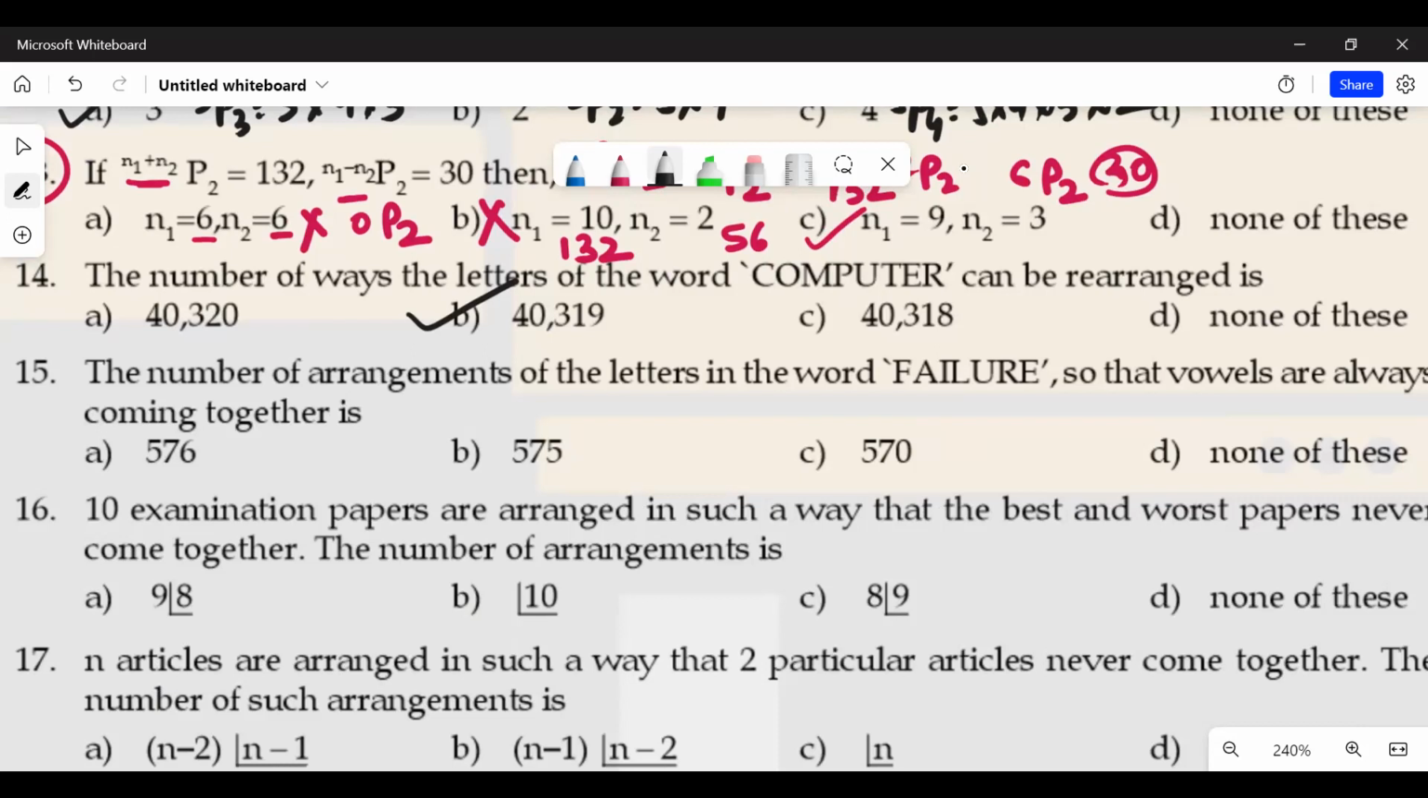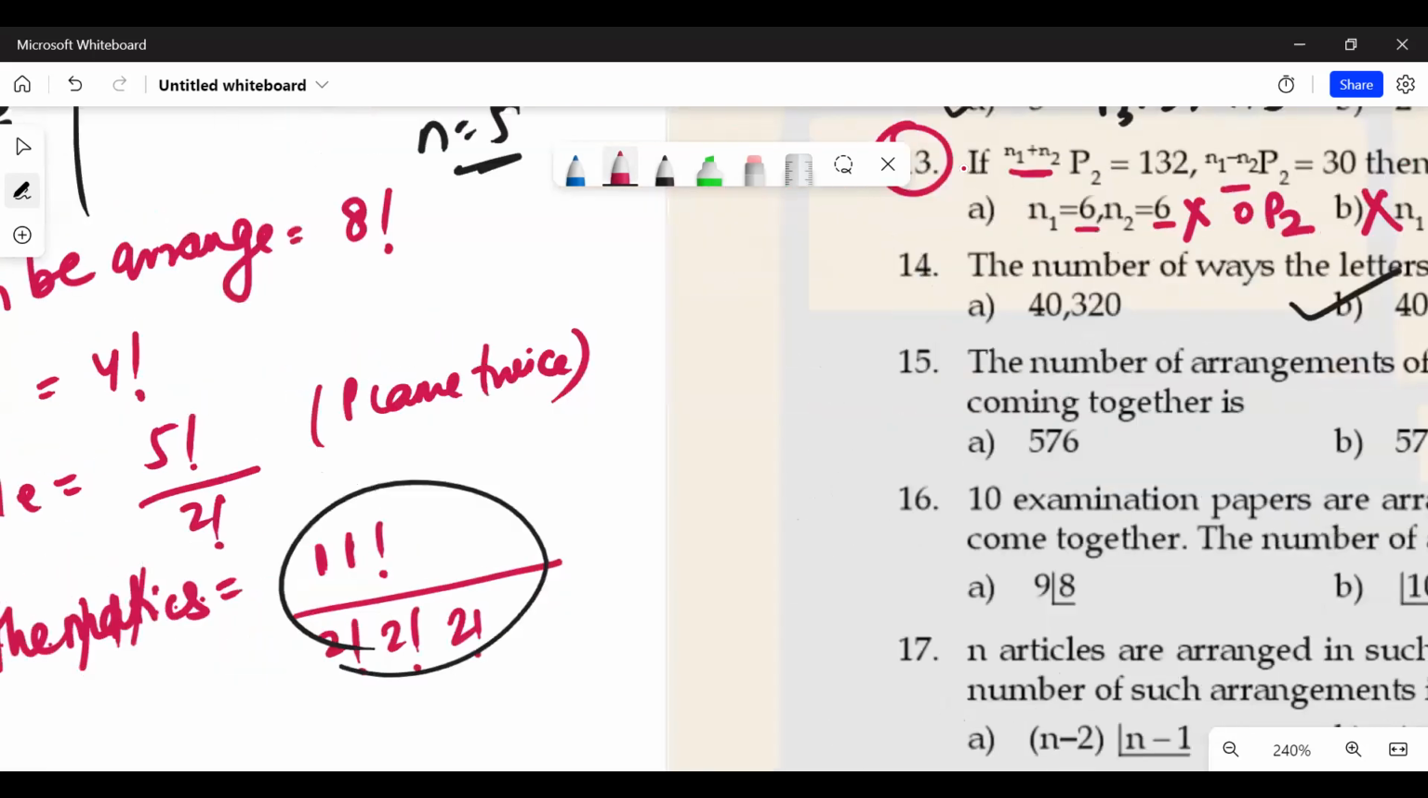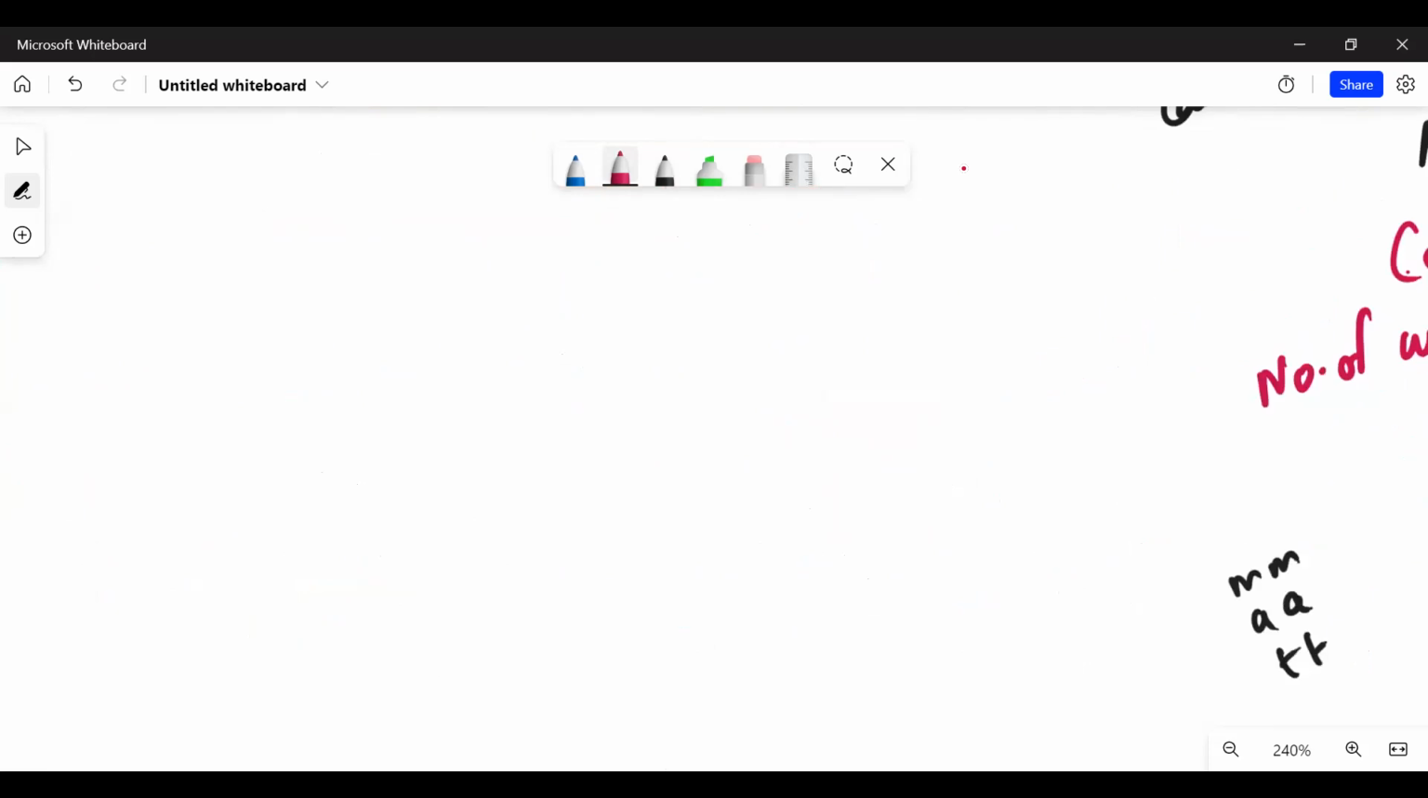Question number 15. This vowels come together, very important for exam purpose. Or odd places, even places, all those things will come. So if I'm writing a word called failure, how many vowels are there?